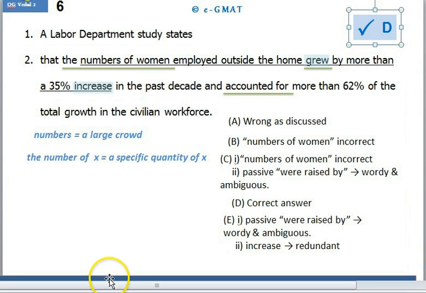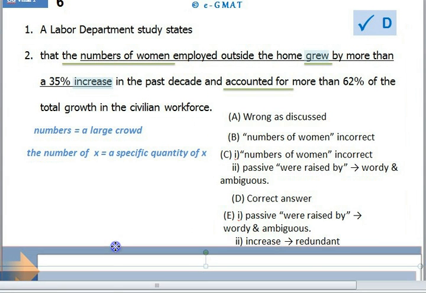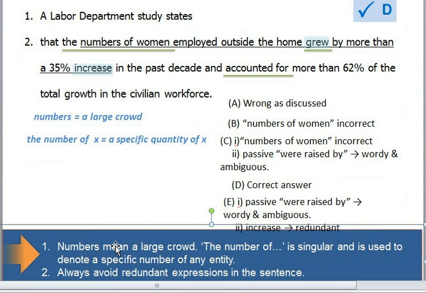Time to take a look at the takeaway messages from this sentence. The expression numbers in plural means a large crowd. So when we want to talk about a specific number of any entity, the expression to be used is the number of X. That can be any entity.